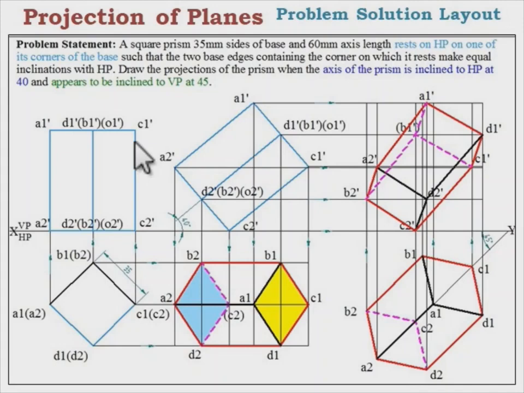Next, for third position, axis of the prism appears to be inclined to VP at 45 degree. Since the words appears to be inclined are there, it is not a locus method. We will draw a 45 degree line, and this top view of the solid is rotated to 45 degree line.